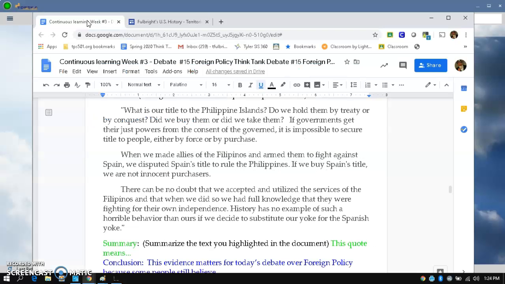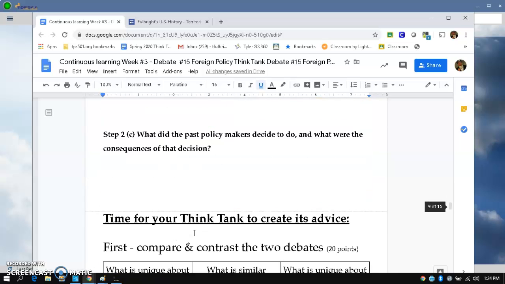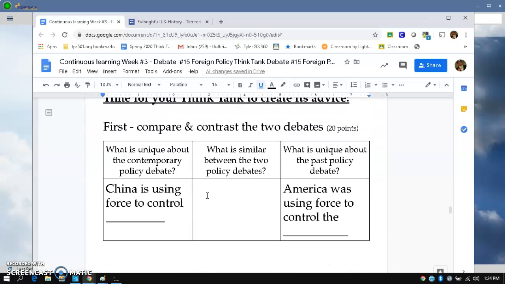Alright, to finish our lesson, comparison between the two, there's a place fighting for its independence. America was fighting against the Filipinos, and China is forcing control over Hong Kong.